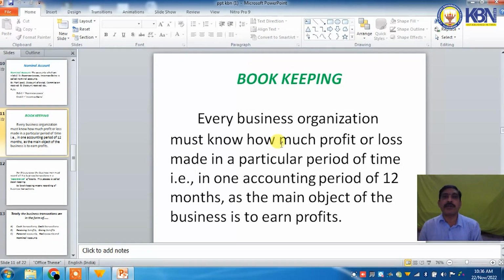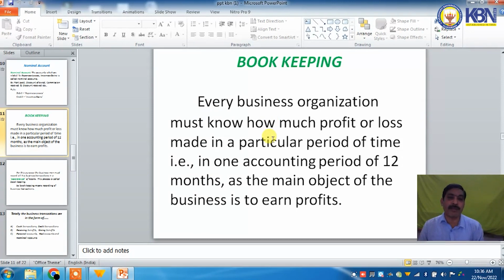That is a 12 months period. That is the accounting period. But no trader can remember all these transactions relating to one year. So all the business transactions must be recorded in a separate set of books. It is called bookkeeping. So bookkeeping means recording of business transactions.